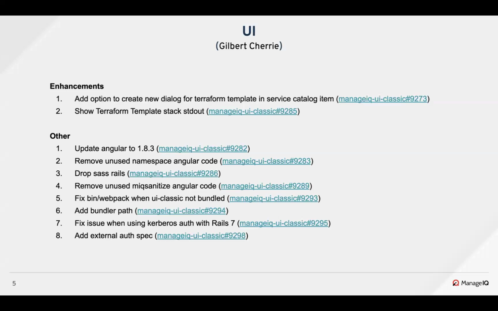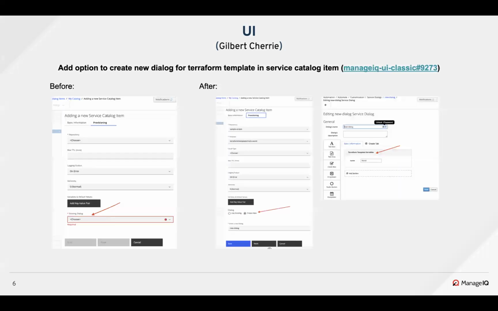Elsa added the bundler path, and then Jason fixed an issue with the Kerberos auth with Rails 7 and added external auth specs. Next slide.